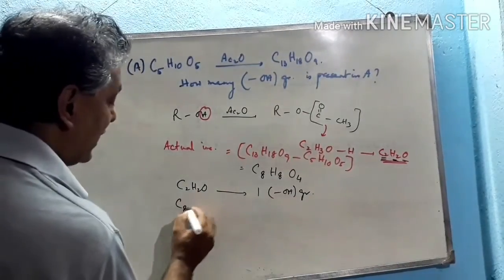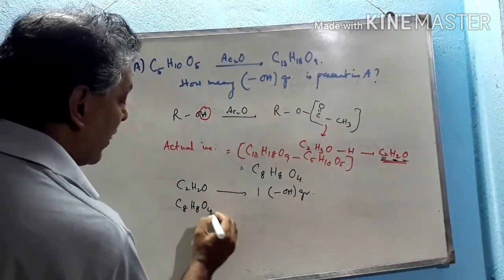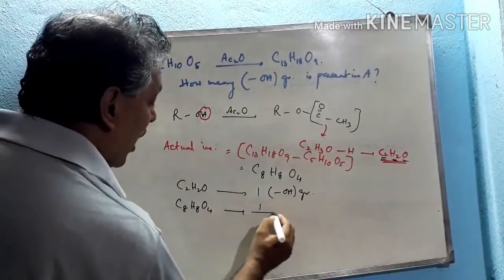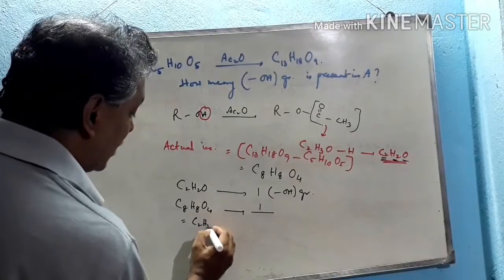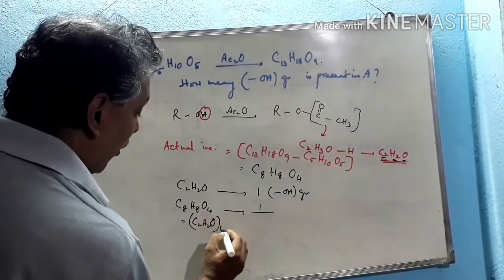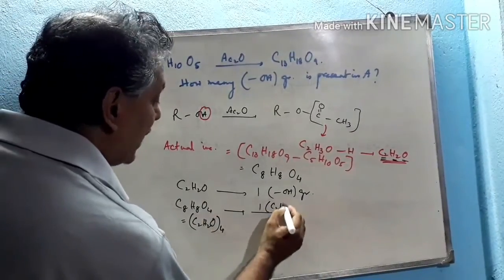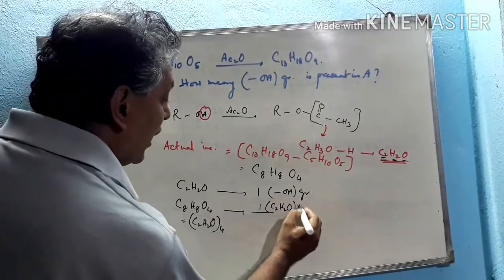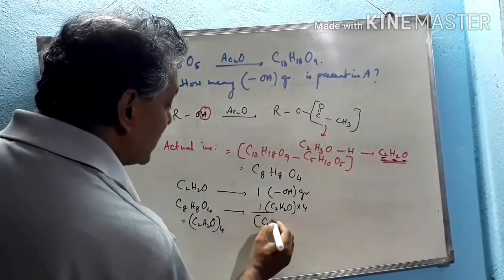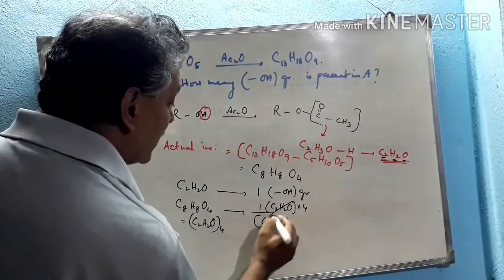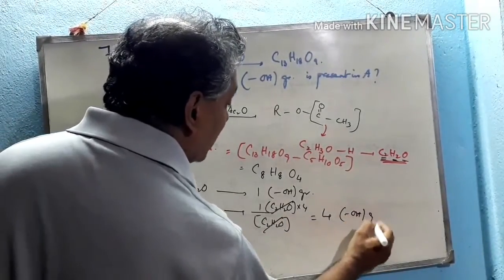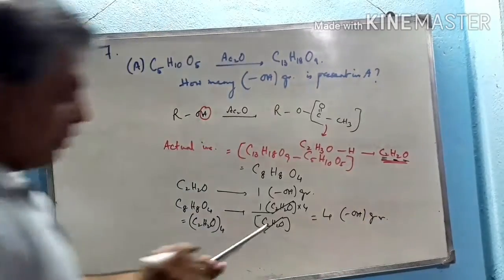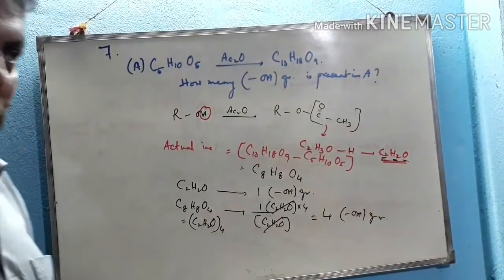Therefore, C8H8O4 is equal to C2H2O times 4. That means C2H2O into 4 divided by C2H2O, so this will be cancelled. That means 4 hydroxyl groups are there. Therefore, we can conclude that compound A contains 4 hydroxyl groups.